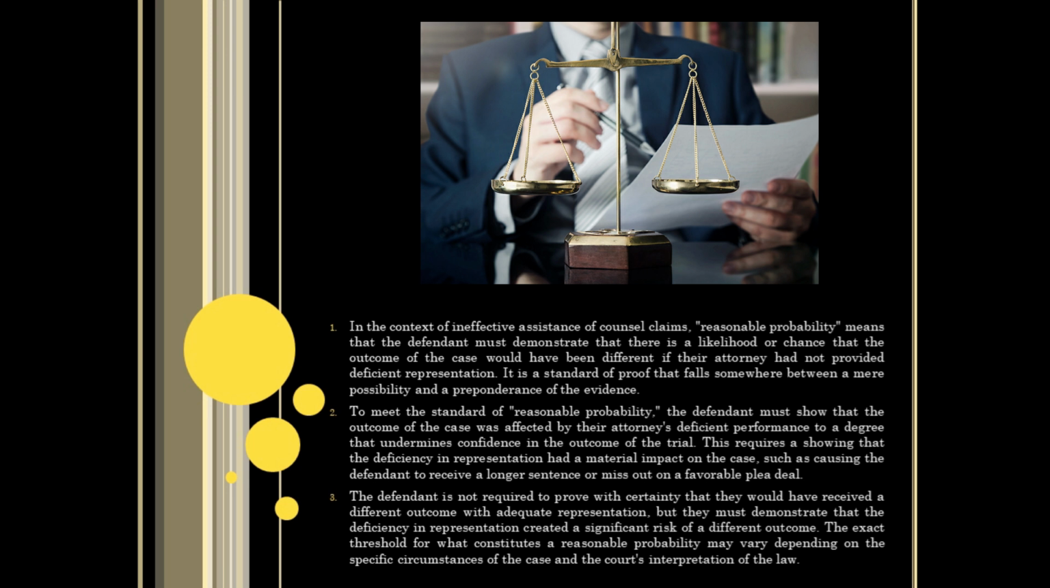This requires a showing that the deficiency in representation had a material impact on the case, such as causing the defendant to receive a longer sentence or miss out on a favorable plea deal. The defendant is not required to prove with certainty that they would have received a different outcome with adequate representation, but they must demonstrate that the deficiency in representation created a significant risk of a different outcome. The exact threshold for what constitutes a reasonable probability may vary depending on the specific circumstances of the case and the court's interpretation of the law.